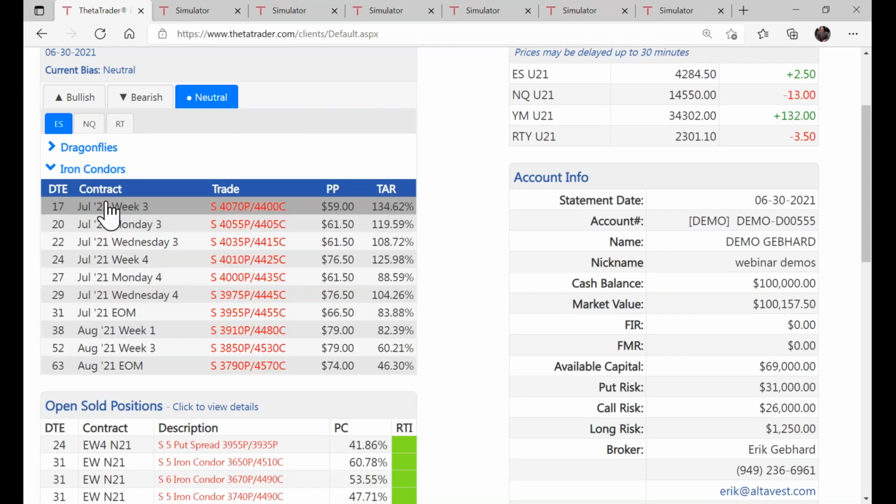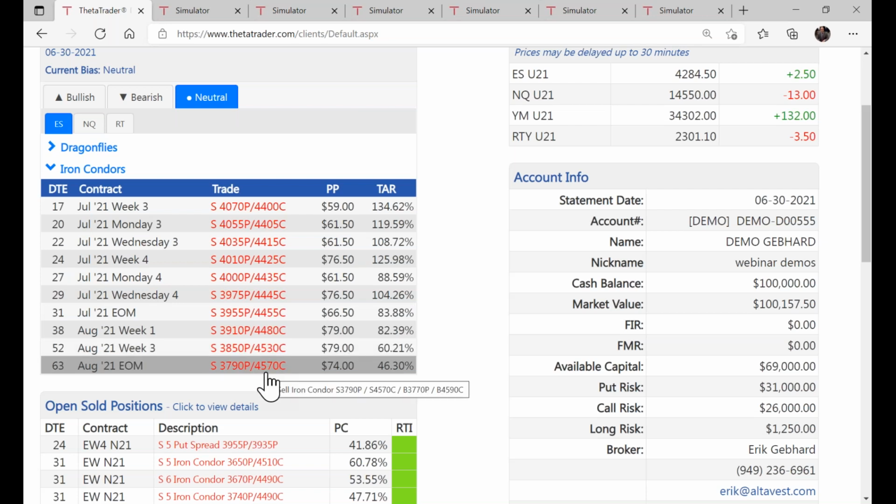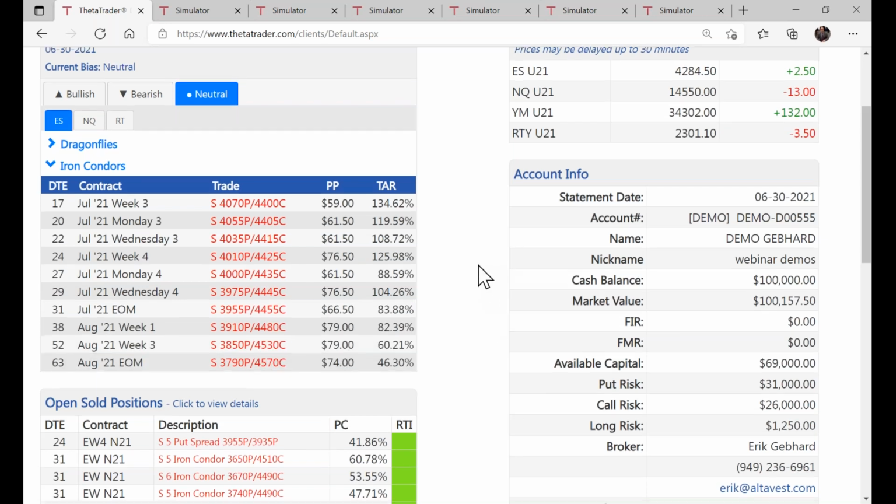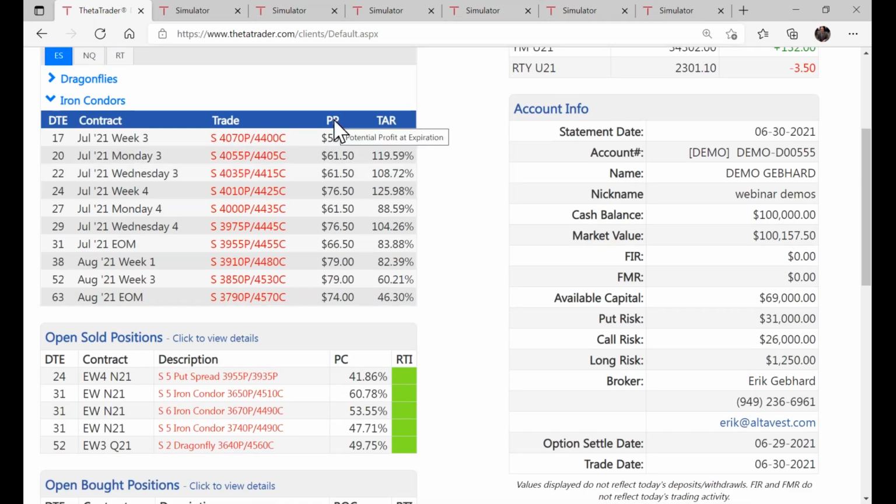So these are all the algo-driven Theta trades, anywhere from 17 to 63 days till expiration. In this particular case, sometimes there's a fewer list of trades to choose from. It just depends on market conditions. But you'll see the strike prices are already selected and the pricing is already done for you. And we'll drill down here in just a second. You'll see the potential profit at expiration on every trade.